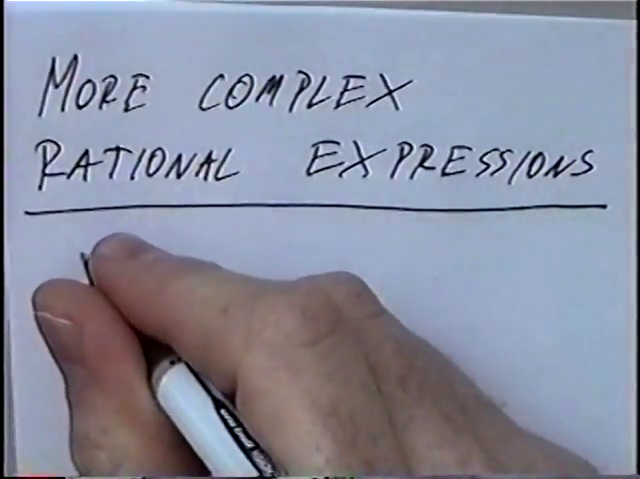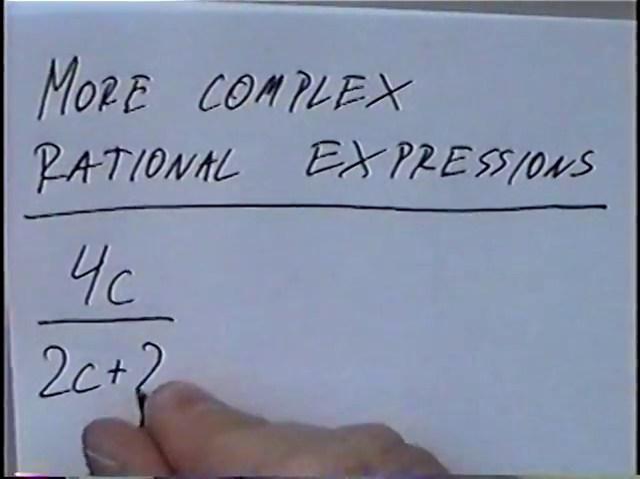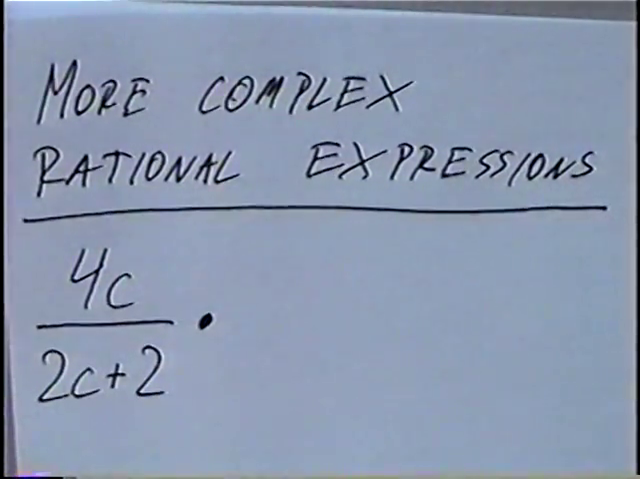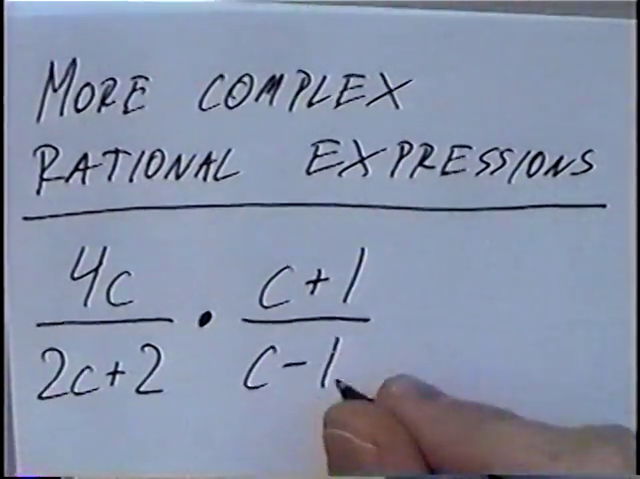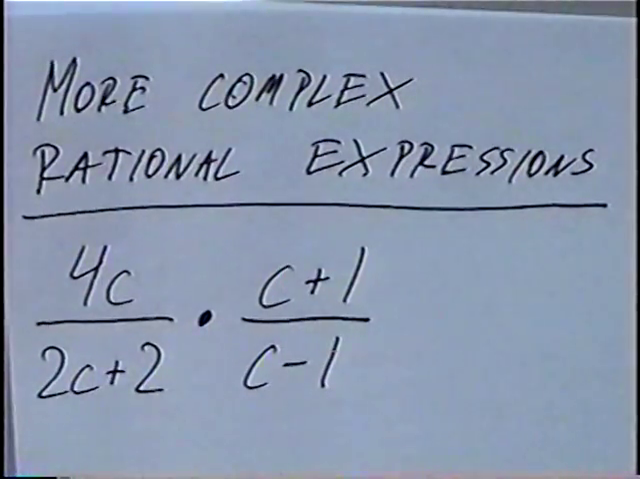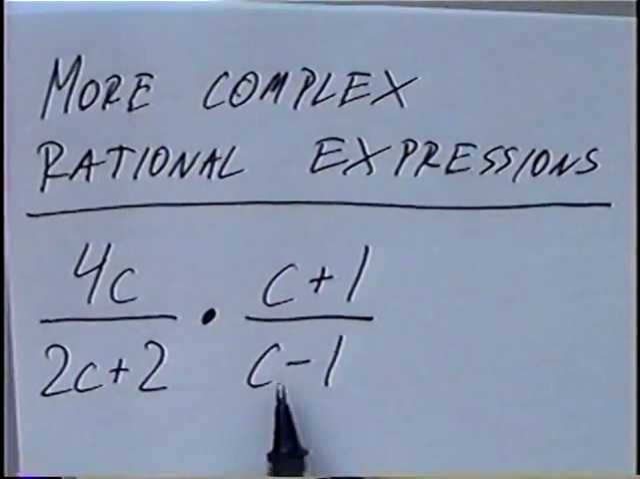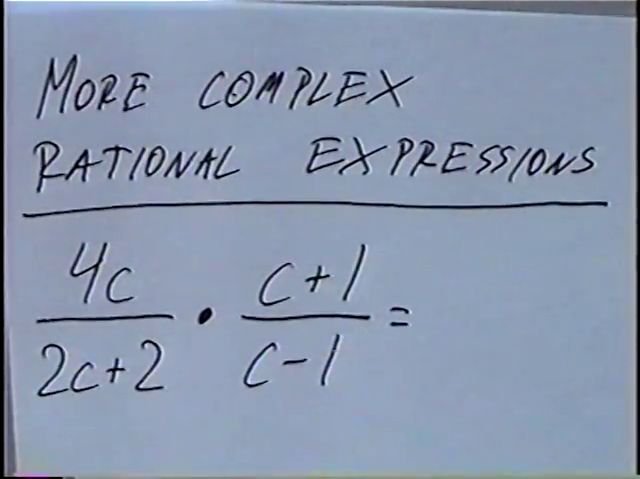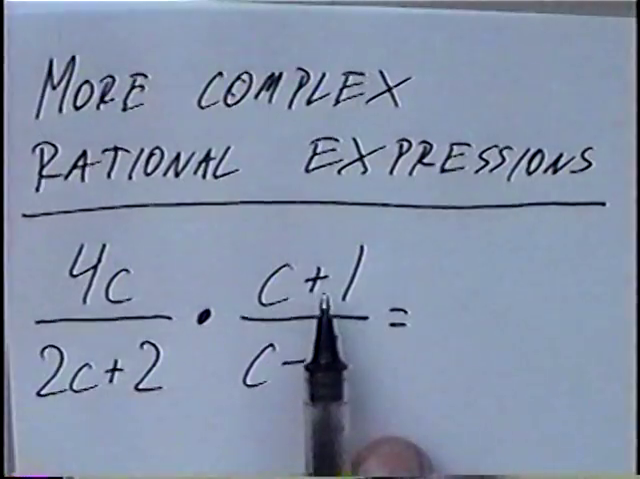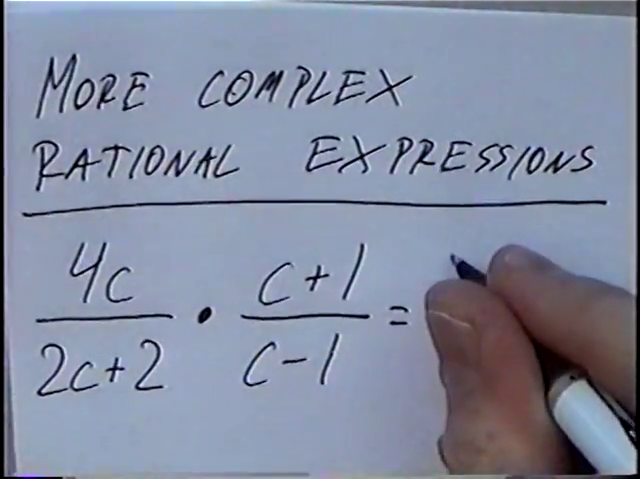First question is 4c over 2c plus 2 times a second fraction, c plus 1 over c minus 1. In this question we have two fractions. Both fractions have binomials, which again means two terms separated by a plus or minus sign. Solving like we did before, we can multiply. When multiplying, we can multiply straight across, and when we multiply by a factor, such as c plus 1, we can leave that factor in parentheses.